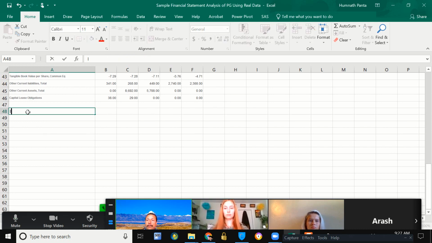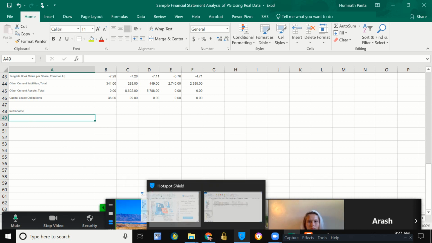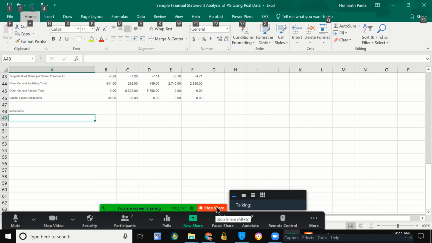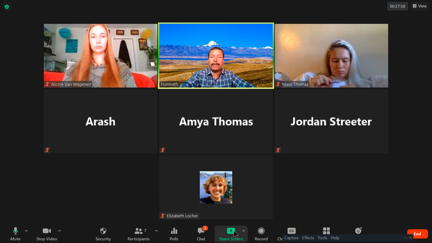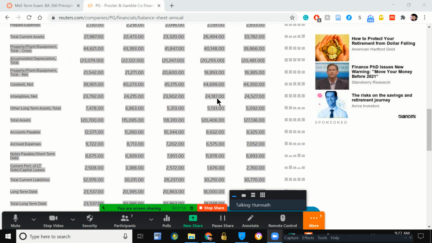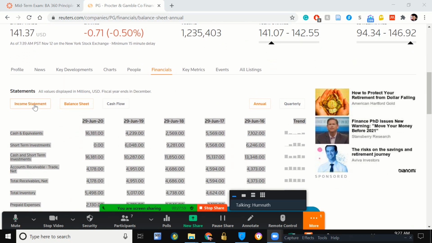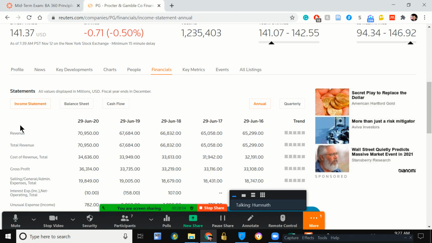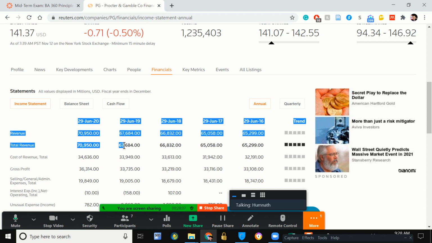So I'm going to put here net income, and then I'm going to go to my net income in Reuters. So let me share that screen again. So I'm going to go on the top of this page, and then I'm going to click on income statement, sorry, for some reason I said net income, and then I'm going to select this page again.